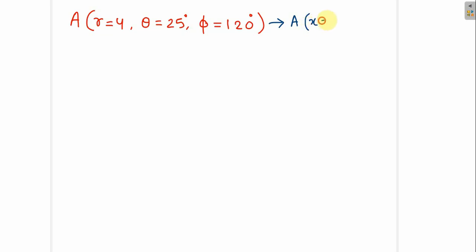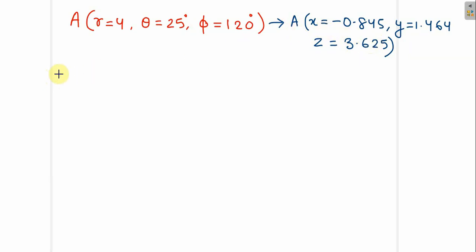So x equals how much? X equals minus 0.845, we have just calculated. Y equals 1.464 and z equals 3.625. So we have now calculated. Okay, so we have got this A.